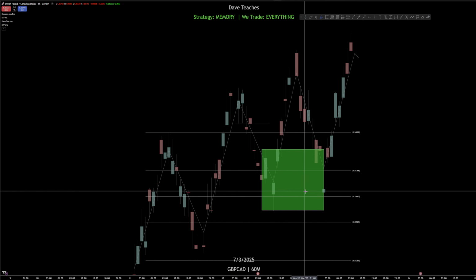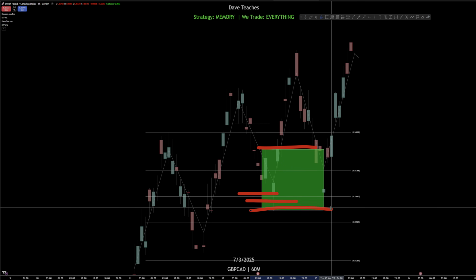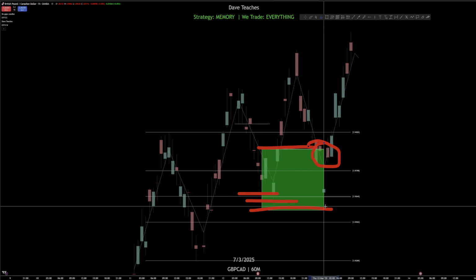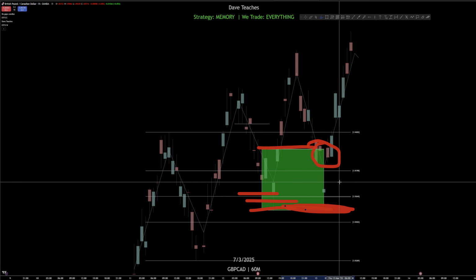So you can find an entry here at the 50%, or you could wait for the flip that happens there and find an entry here and place your stop behind the low here, because this low should be protected.